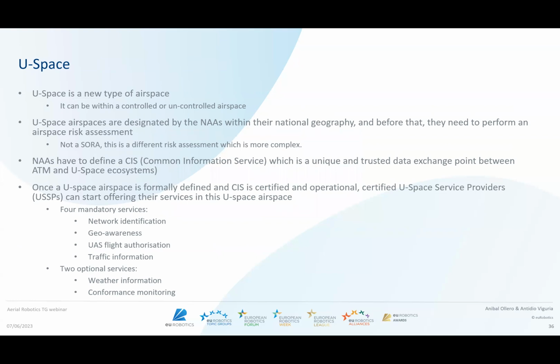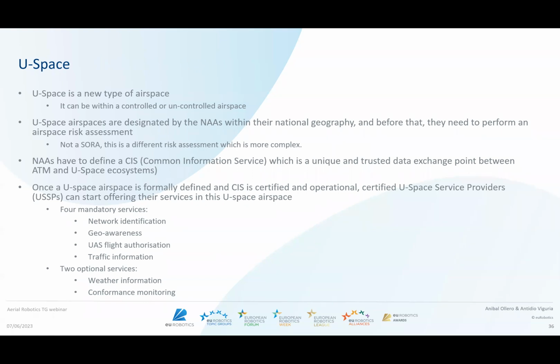What is U-space? U-space is a new type of airspace. It can be within controlled and uncontrolled airspace. The U-space airspaces are designed by the National Aviation Authorities in their geography, and before that, they need to perform an airspace risk assessment. This is not a SORA. This is a different risk assessment, more complex, that they have to do, usually by their country.